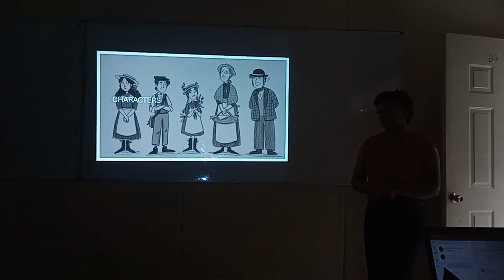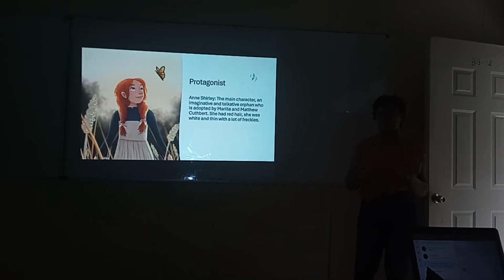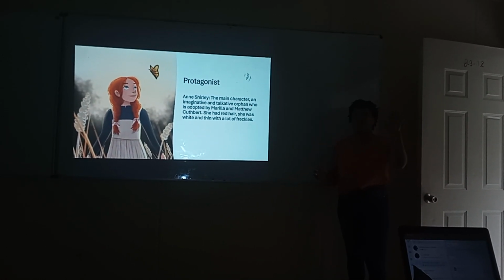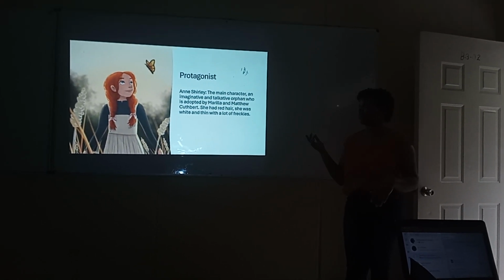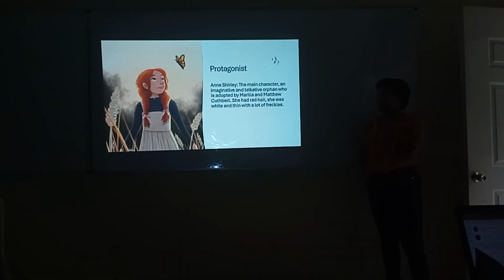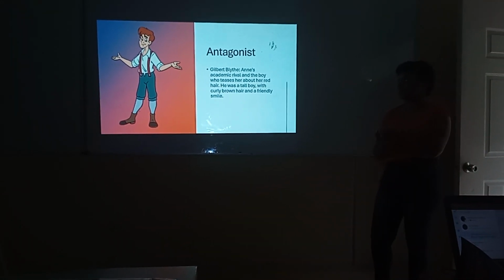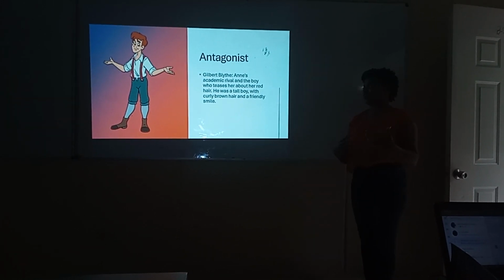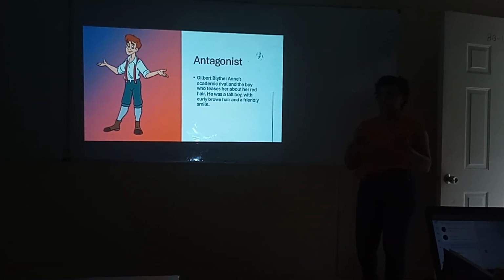The first one is the protagonist, that is Anne Shirley. This is the main character. She is imaginative, she is an orphan and talkative, and had red hair. She was white and thin and had a lot of freckles. Then we have the antagonist for a moment of the story, that is Gilbert Blythe. He is the rival in the academic part of Anne's life. He was a tall boy with curly brown hair and a friendly smile.